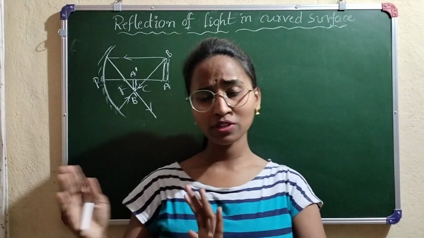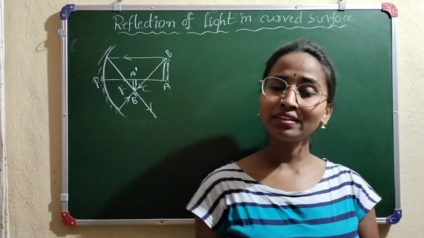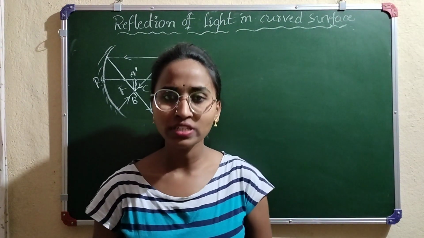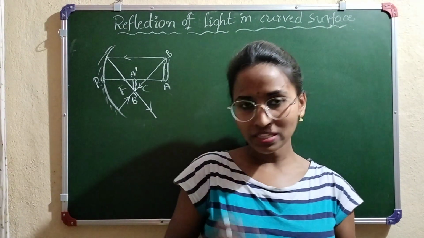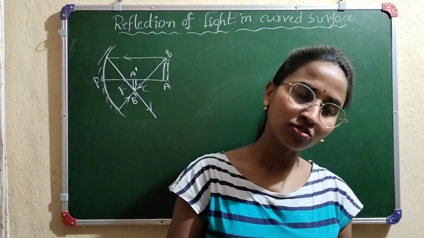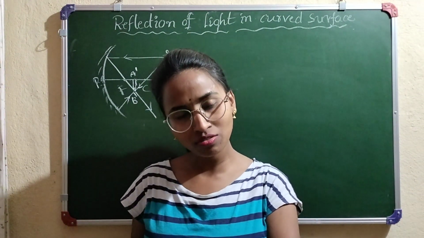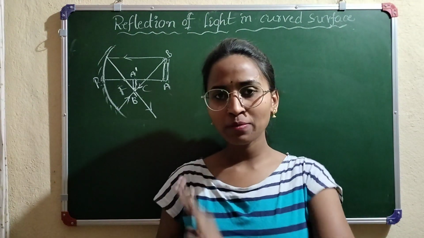So all those image formations I have explained, and thereafter the image distance, object distance, focal length, radius of curvature, all the values, and based on the sign conventions, whether we have to take positive or negative. All I have explained in the previous video.